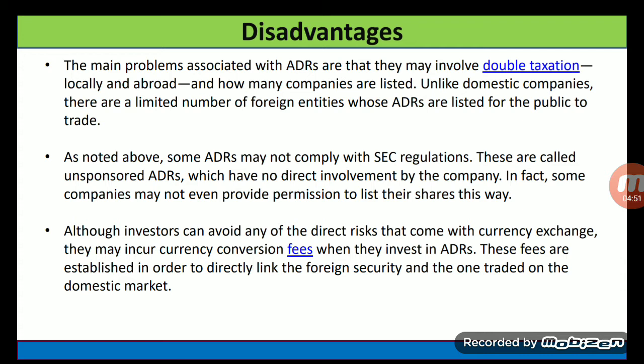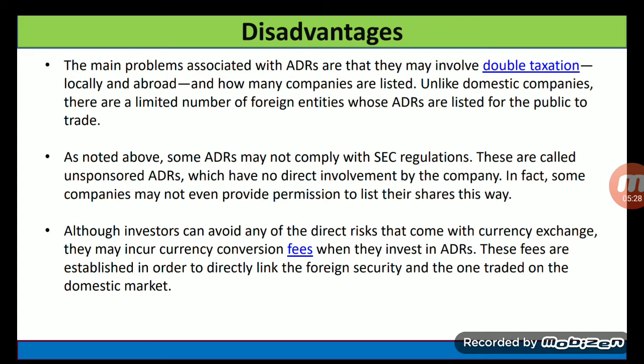The first and main problem associated with ADRs is that they may involve double taxation, locally and abroad. Meaning a US investor may have to pay tax in their home country and abroad also. And how many companies are listed? Unlike domestic companies, there are a limited number of foreign entities whose ADRs are listed for the public to trade.